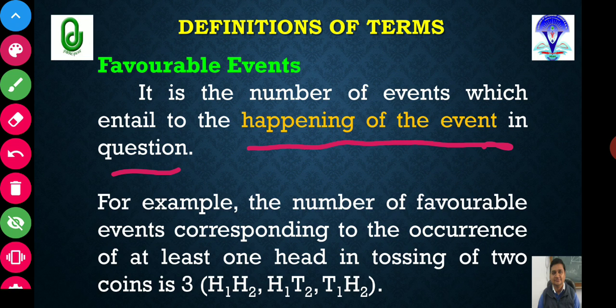For example, consider the number of favorable events corresponding to the occurrence of at least one head in tossing 2 coins. Suppose you want to inquire: 2 coins are tossed, so what is the probability of getting at least one head in these 2 coins? The answer is 3. Why is it 3? Because out of 4 possible outcomes, in 3 there will be at least one head. These are the possible outcomes where you will get at least one head: H1H2, H1T2 and T1H2. So the favorable event means the event about which you are inquiring.